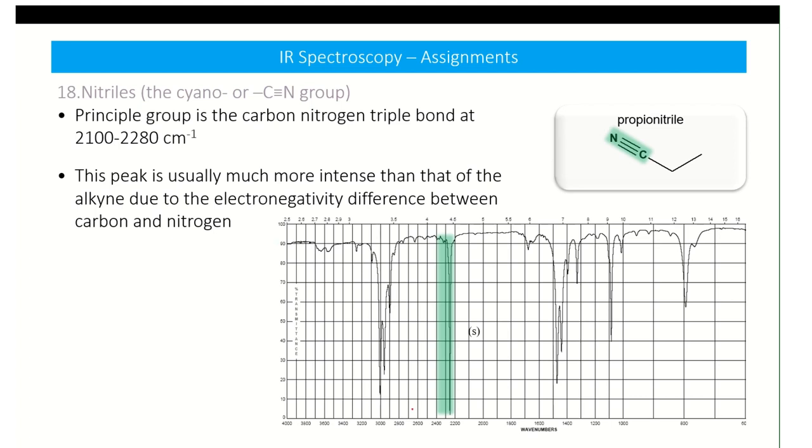The nitriles, of course, similar to the C triple bond C, sit in the triple bonded region, 2100. But of course, it's a little bit more polar than an alkyne, and so therefore you'd expect it to be a bit more intense.